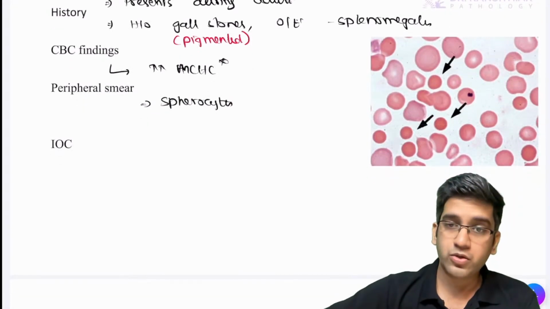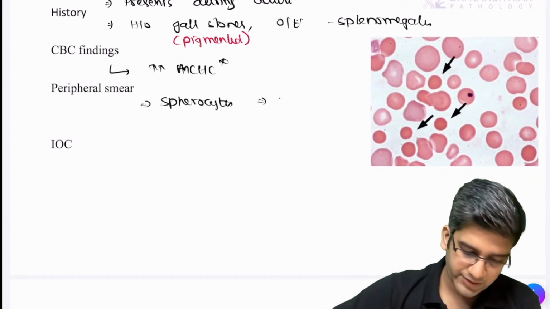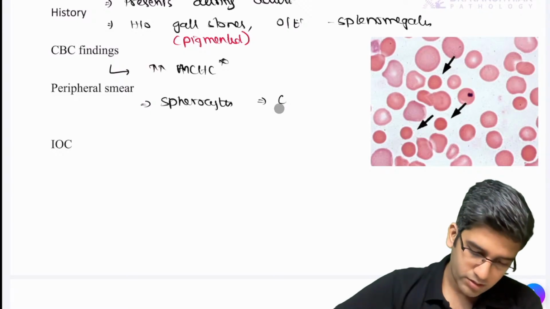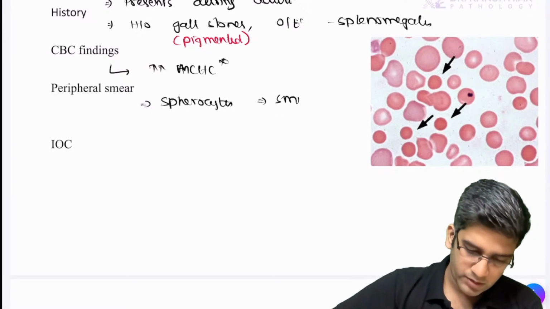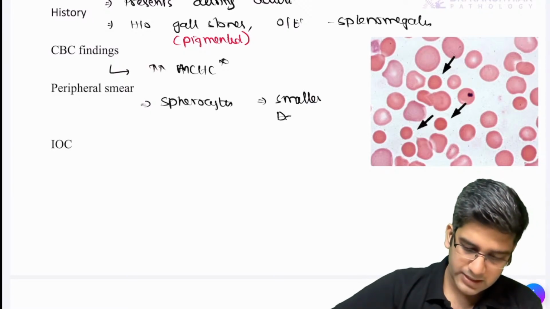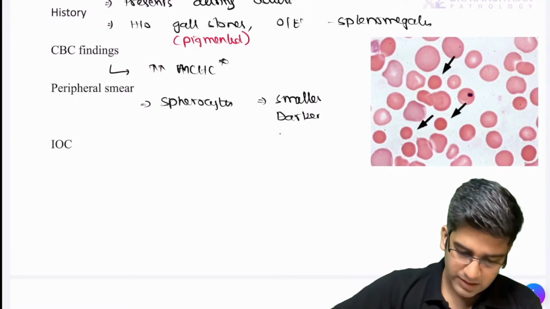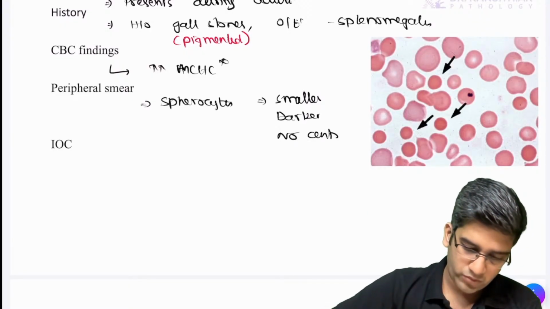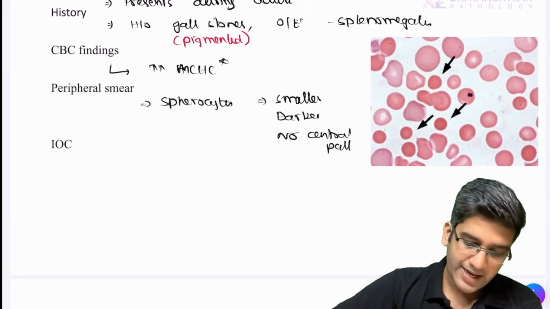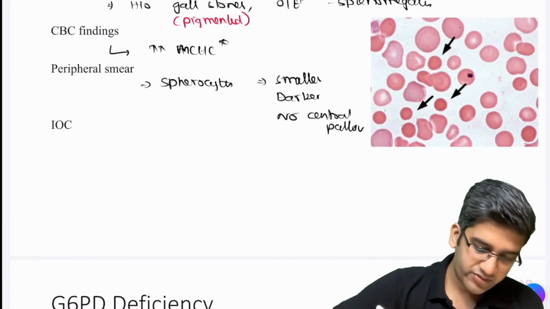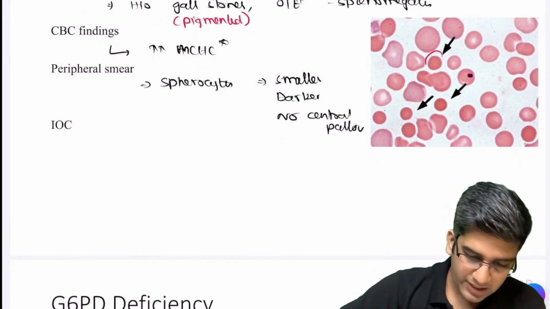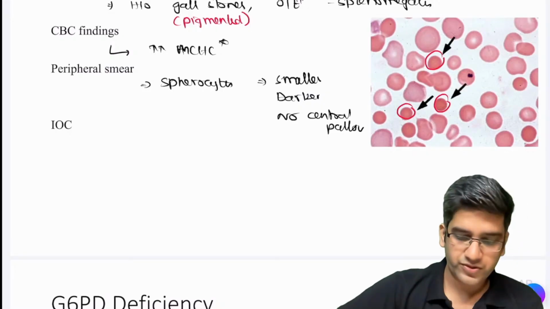So how does a spherocyte look? We have all three findings. It will be smaller, it will be darker, and will have no central pallor. So this has to be there. These three findings are very, very important for me. You have structures marked as spherocytes here.